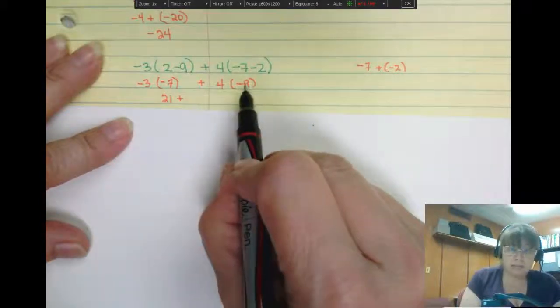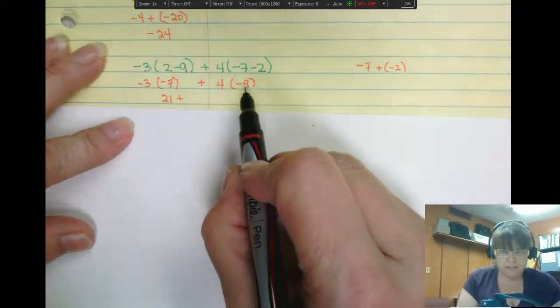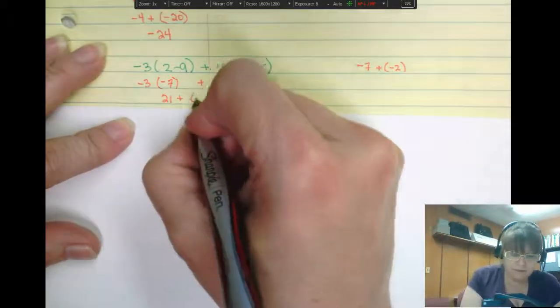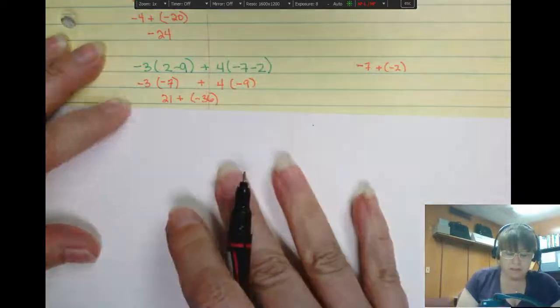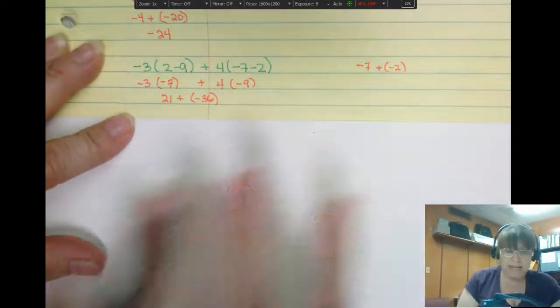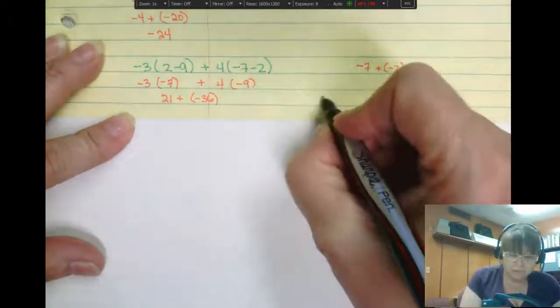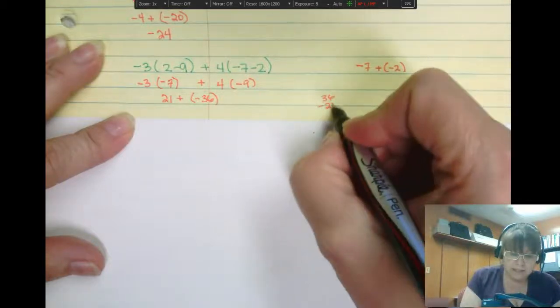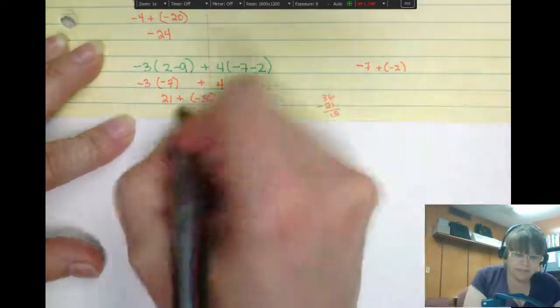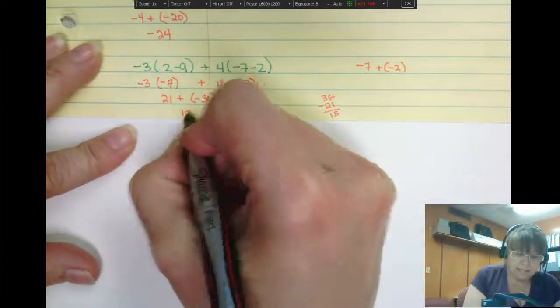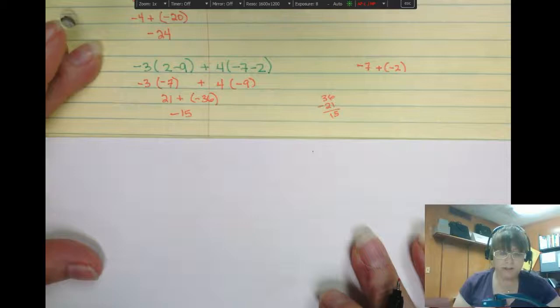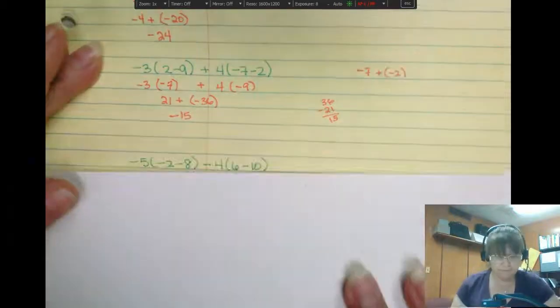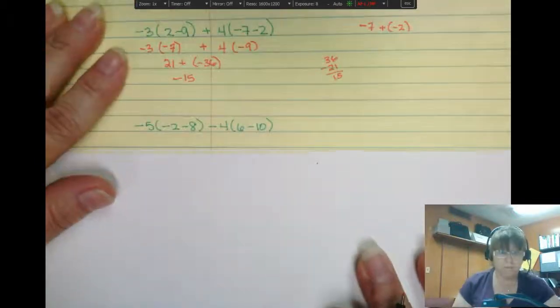4 times negative 9, odd number of negatives, so our result is negative. 4 times 9 is 36. Now we have opposite signs, so we take the difference. 36 minus 21 is 15. Keep the sign of the bigger number, which is the 36. Our solution is negative 15. Try one more.